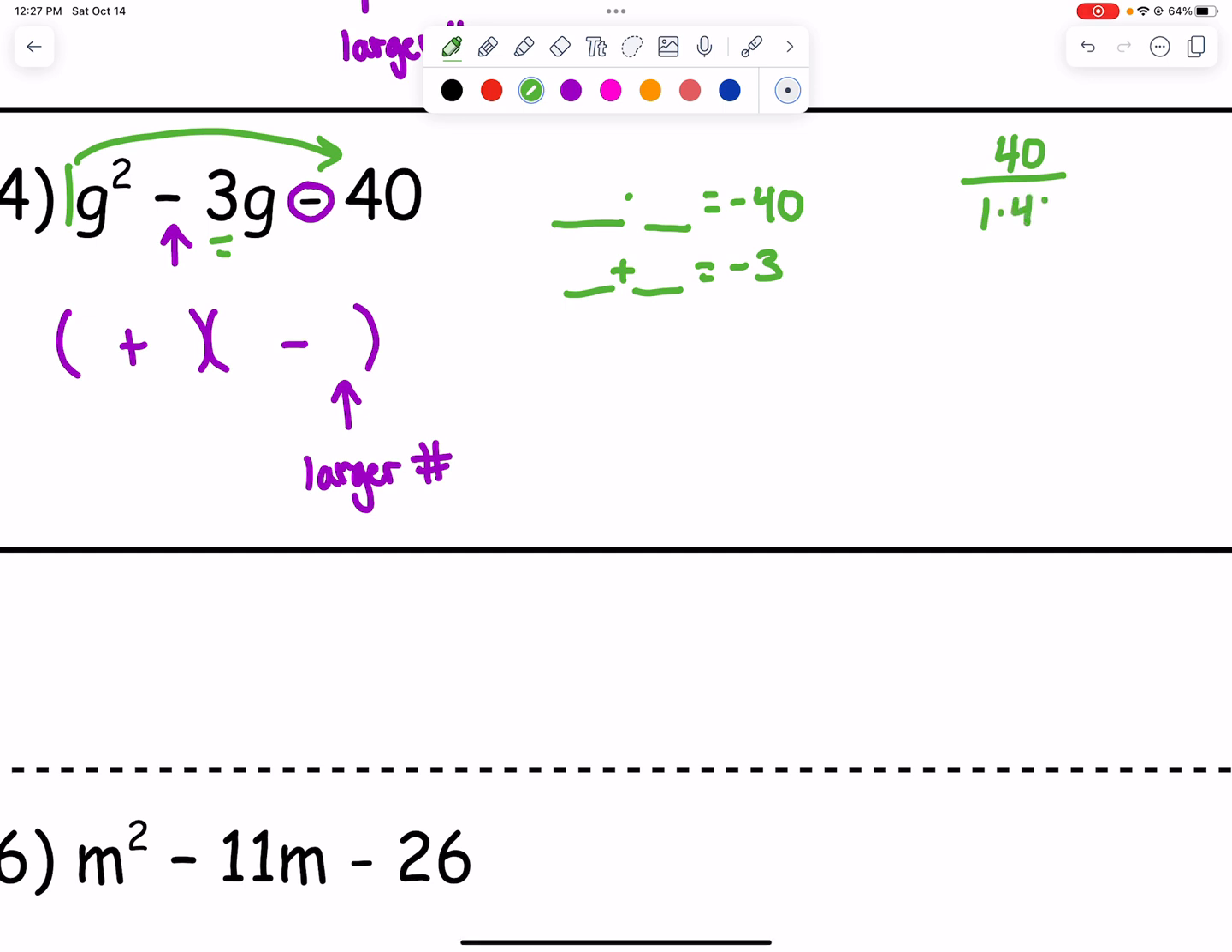So we have 1 times 40, 2 times 20. Let's see, 3 doesn't go evenly. 4 times 10, 5 times 8, 6 won't go evenly, 7 won't go evenly, and then we're back to 8. So then we just need to find numbers that are 3 apart from each other. So 1 and 40 are way too far apart, and 2 and 20 are 18 apart, and 4 and 10 are 6 apart, but 5 and 8 are just right because they're 3 away from each other.